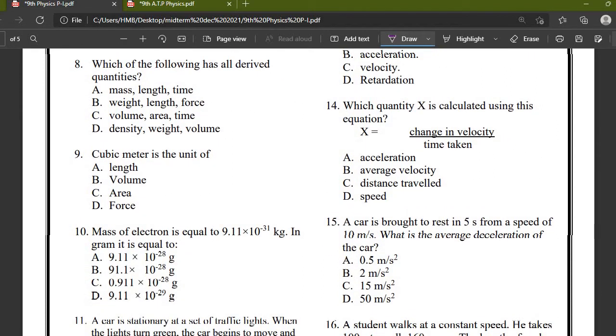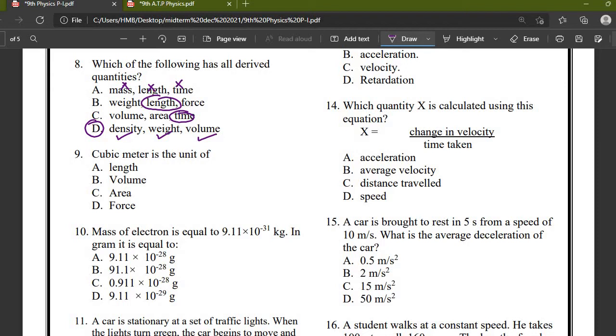Which of the following sets has all derived quantities? Let's identify the derived quantities. Mass is base, length is base and time is base. Similarly, density is a derived quantity, weight is derived, and volume is derived. In options B and C, length and time are base quantities. So the correct answer is option D.